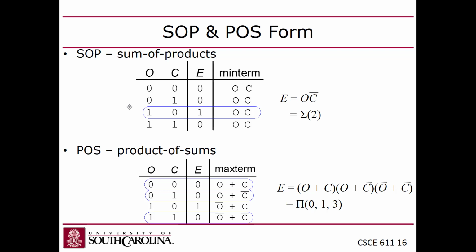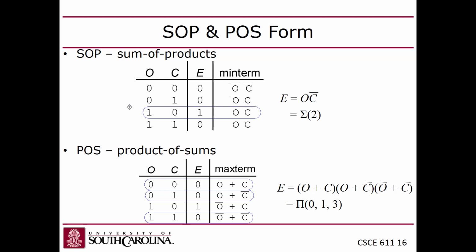Not O, right? And not C. Or not O and C. Or O and C. Right? Make sense? But then you have to realize that because those are the 0 outputs, you need to put a complement over the whole thing.